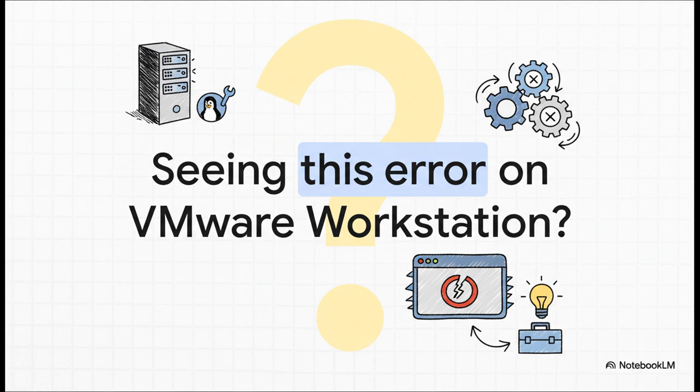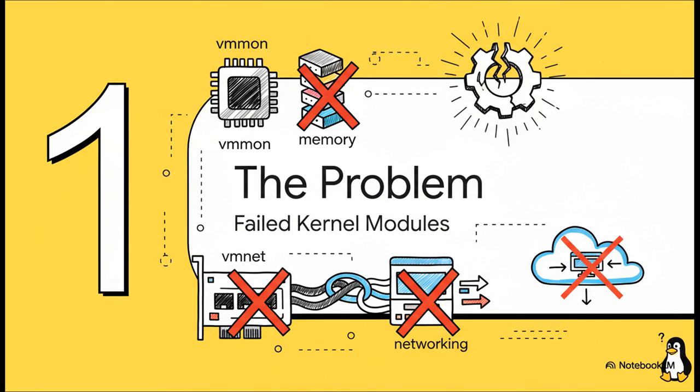Yeah, if you're on a recent version like VMware Workstation 17.6, you've probably seen this annoying "unable to install all modules" pop up. It's a classic issue that pops up when VMware tries to talk to the Linux kernel, but don't worry, we've got the fix for you. So what's actually breaking here?